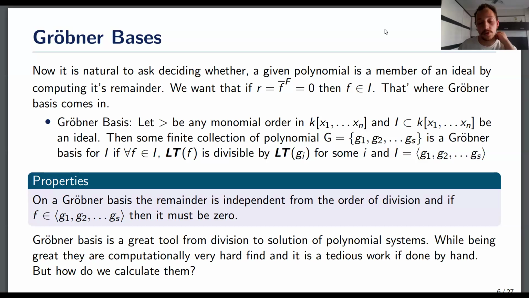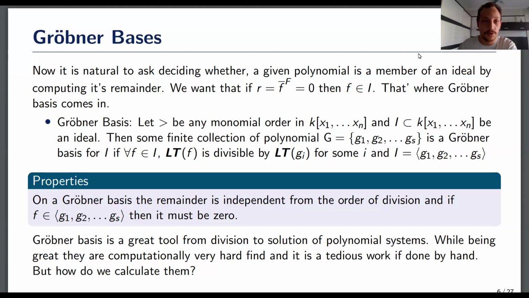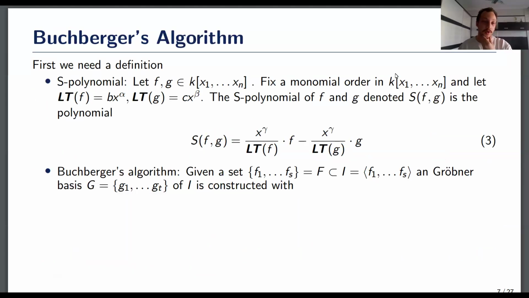Gröbner bases are great tools, from division to solution of polynomial systems, but they are rather hard to calculate and nigh impossible by hand. But how do we calculate them? So we need Buchberger's algorithm. Oh, sorry, Buchberger came up with this algorithm. So first we need to know what an S polynomial is. The S polynomial's definition is as follows, but the main idea with the S polynomial is that given two polynomials, when you take their S polynomial, you get a lesser leading term.